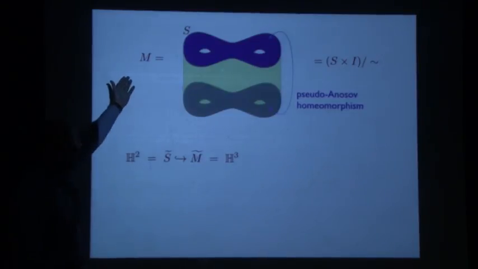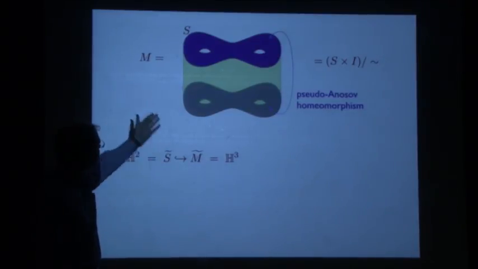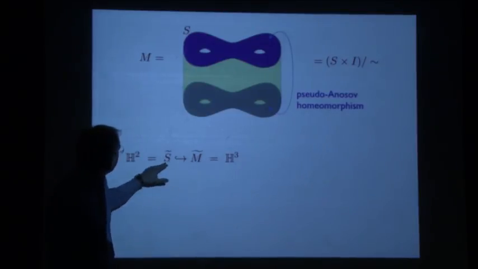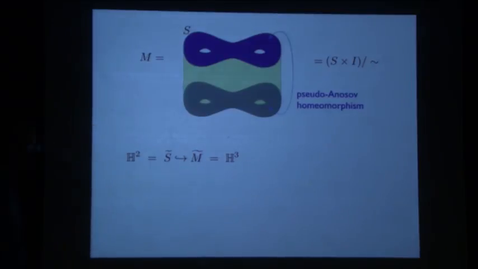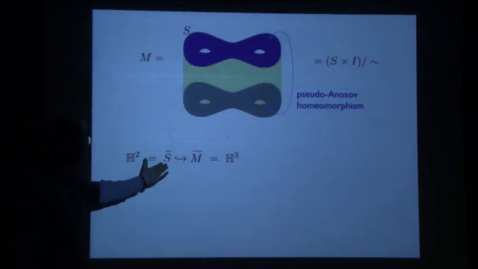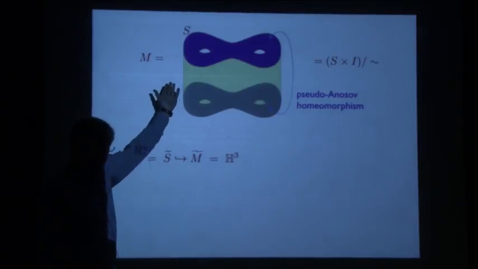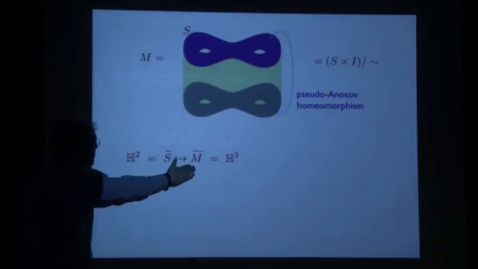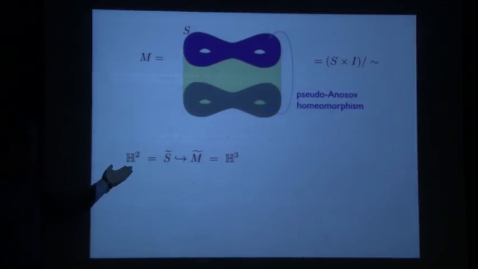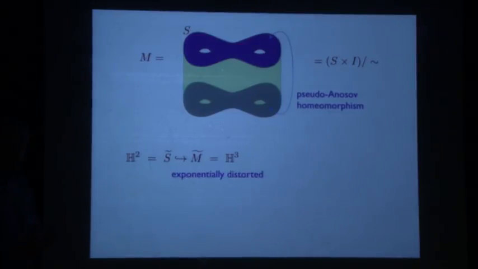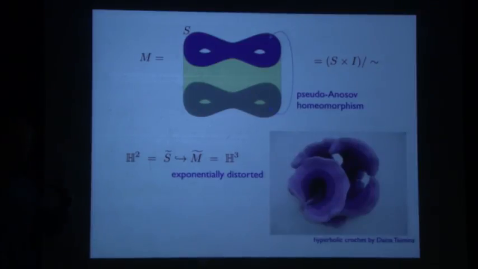We'll call that 3-manifold M, and we have its universal cover. Its universal cover is hyperbolic 3-space, and the universal cover of the surface is sitting inside this, and it's naturally a copy of the hyperbolic 2-space. But how does it sit inside? Well, it sits in an exponentially distorted way. It's quite hard to picture how it sits.